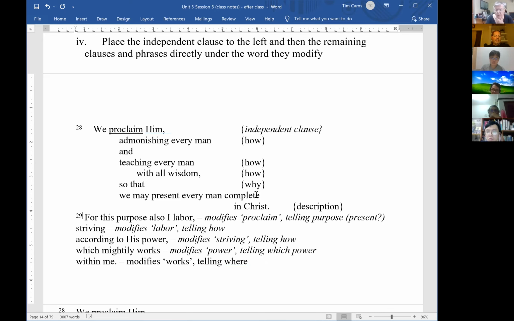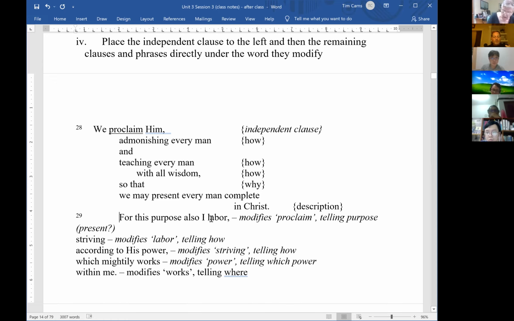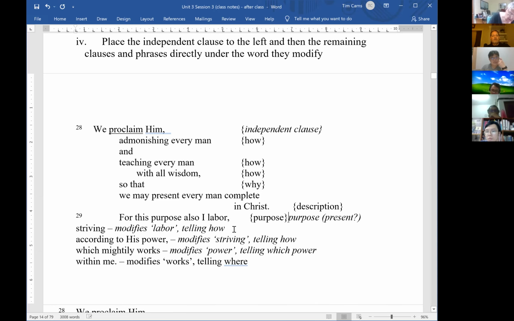For this purpose I labor. As Paul noted, it modifies proclaim because it's telling the purpose for which I proclaim. For this purpose, we proclaim him, for this purpose is the idea. All right, so that we put here and that indicates purpose. We even, like I said, see the word purpose in the statement there.